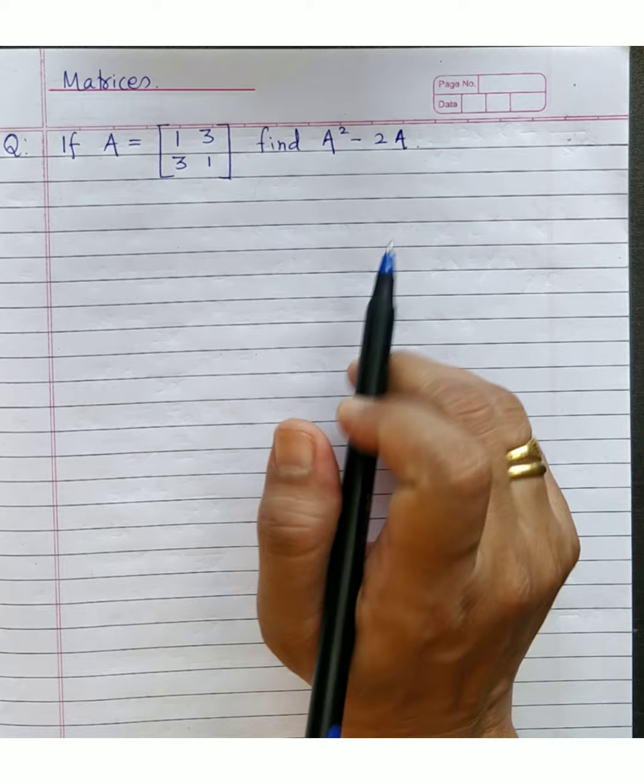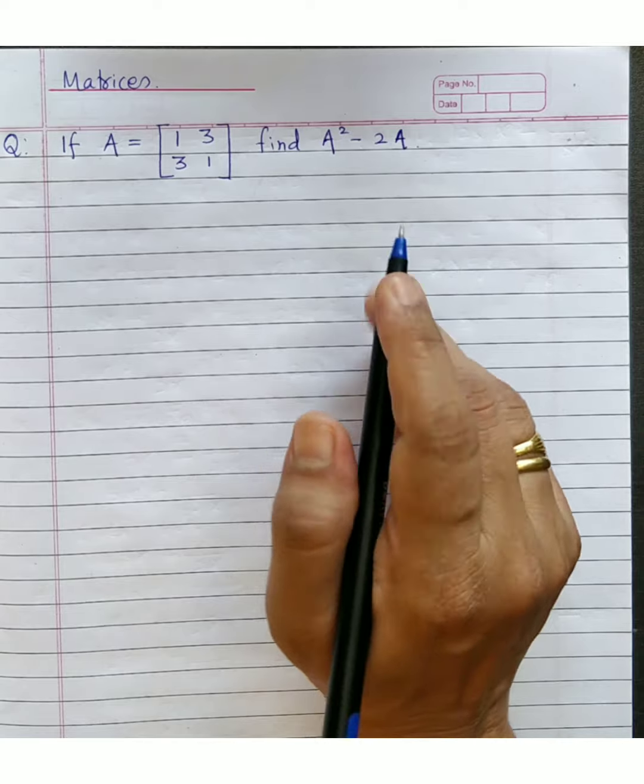Hello children, we are studying matrices and we have started with multiplication of matrices. Let's see this question. A matrix A is given and you have to find A square minus 2A.